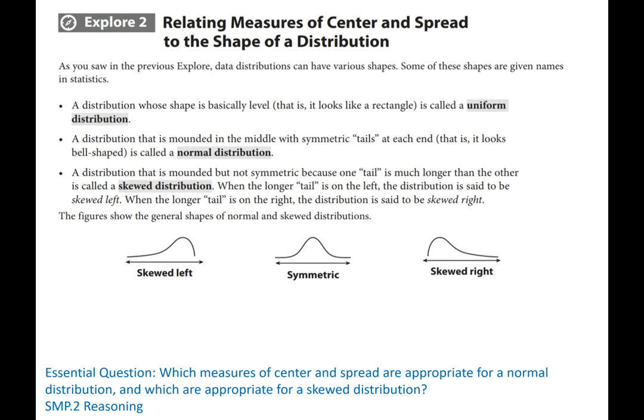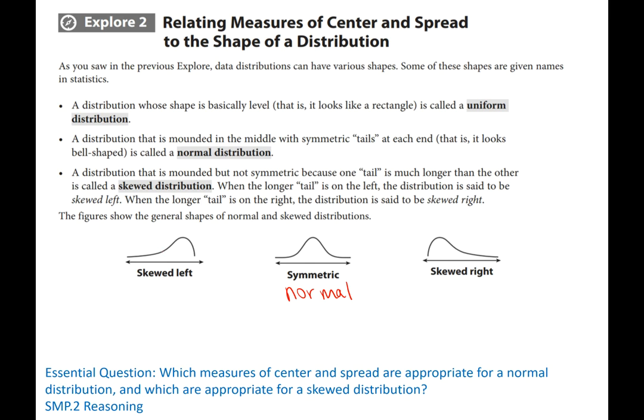And then we have a distribution that is mounded in the middle with symmetric tails at each end. It looks like a bell shape. It used to be called the bell-shaped curve. That's a normal distribution. So down here, this is the one that says symmetric. This is our normal distribution. Then we have a distribution that is mounded but not symmetrical because one tail is much longer than the other. It's called a skewed distribution.